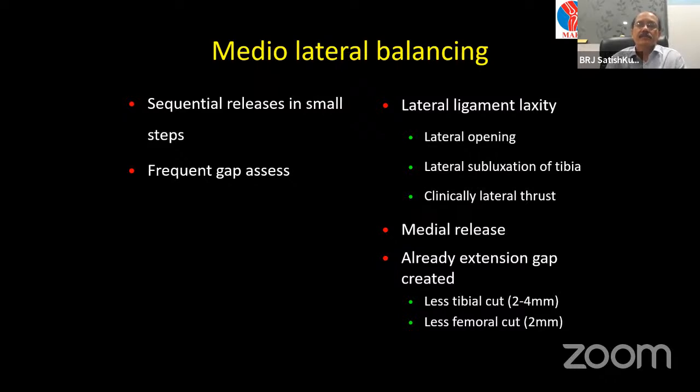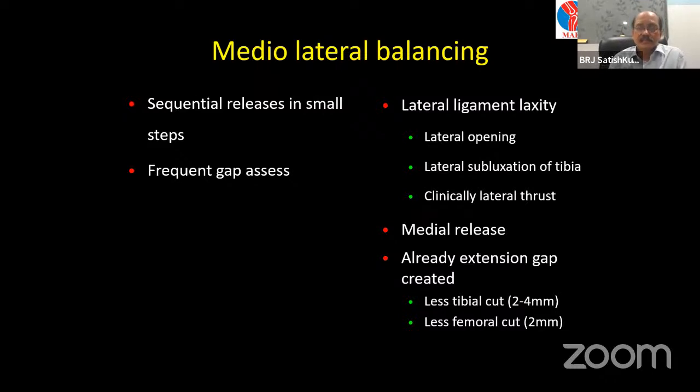In all these patients, even after doing a good medial release, once you put the spacer, you think it is fine. But if you give a varus stress, again, there will be lateral opening. So we cannot do an enormous medial release. So once we do the deformity correction, I think we have to stop the medial release.